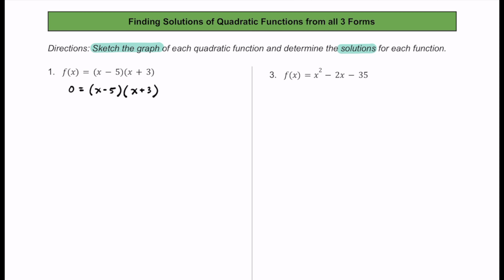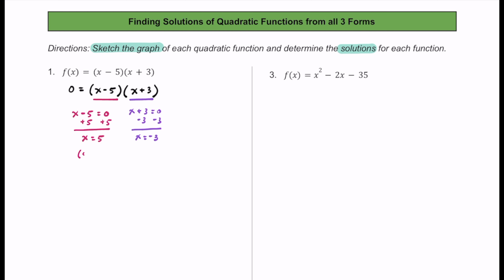Let's take a look at the first one. If we set x minus 5 equal to 0 and add 5 to both sides of this equation, then we can easily see that if x was equal to positive 5, then the whole right side would become 0. On the other hand, if we take x plus 3 and set that equal to 0, we subtract 3 from both sides of the equation. Then if x was equal to negative 3, that binomial would become 0, and the whole right side of the equation would also become 0.